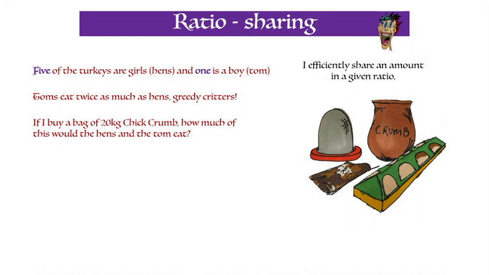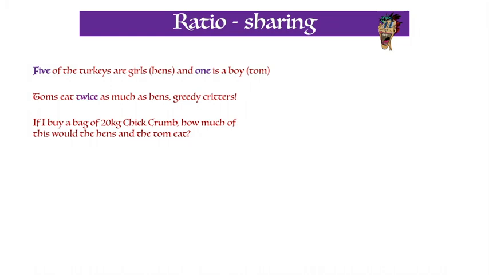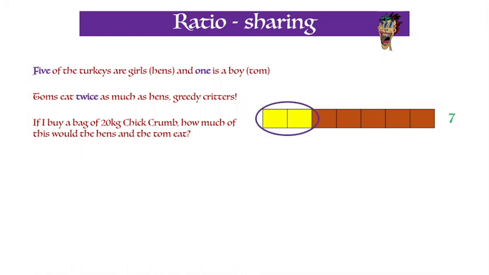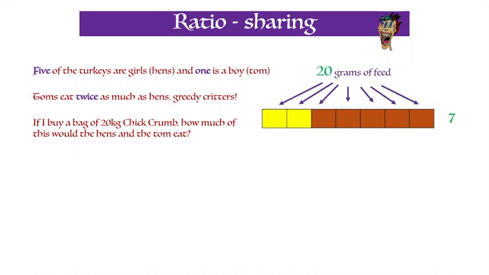So if I buy a bag of 20 kilograms of chick crumb, how much would the hens and the Tom eat? Now think carefully about this. Toms eat twice as much as the hens. So if I were to put them out into the trays, how many trays will I have? Think carefully. It's not going to be 6. So if you can see there, the yellows stand for the Toms, and there are actually 7 trays because the Toms eat twice as much.